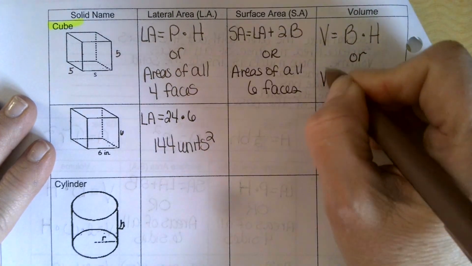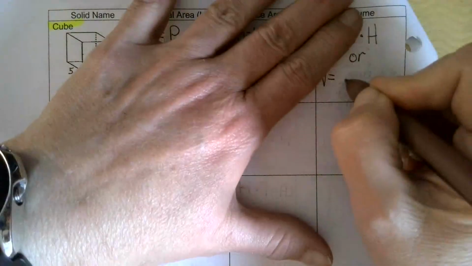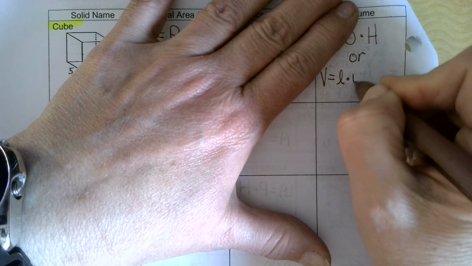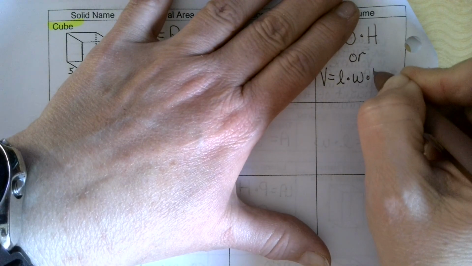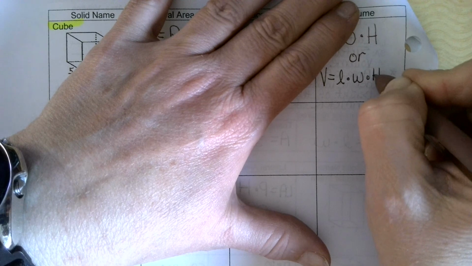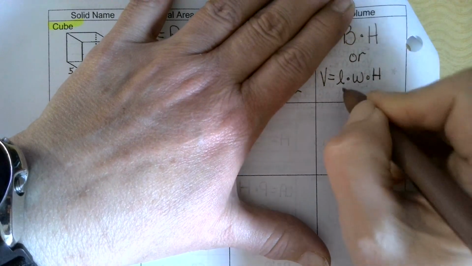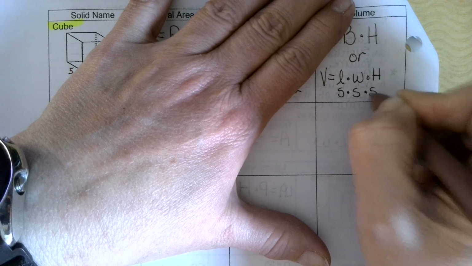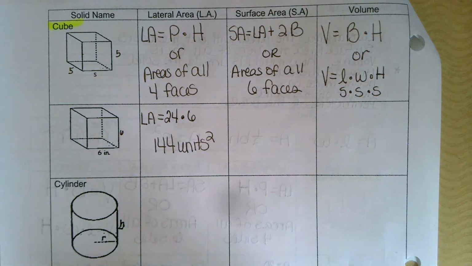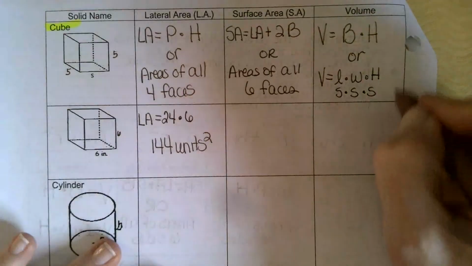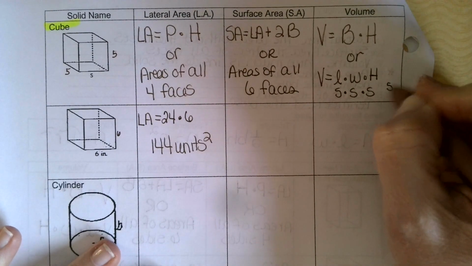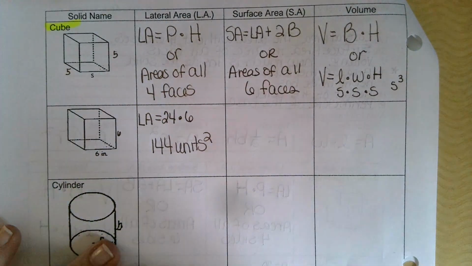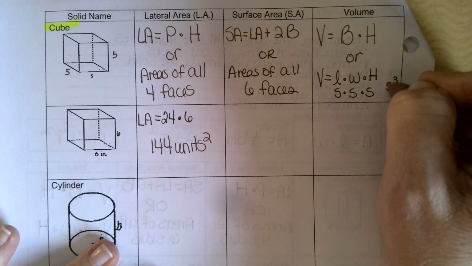Volume. I'm going to put length times width times height. It doesn't matter, length times width times height. But really, it's side times side times side. Okay, because they're all the same, or just S cubed. That's an S, not a 5.